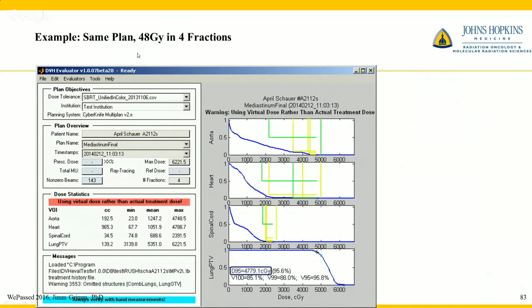That plan was 50 gray in 4 fractions. So if it was just scaled down to 48 gray in 4 fractions, then we're yellow. So there's no red limits anymore. You're between low and high risk. The green limits, meaning you're below the low risk, and the red, you're over the high risk, and yellow, you're in between.